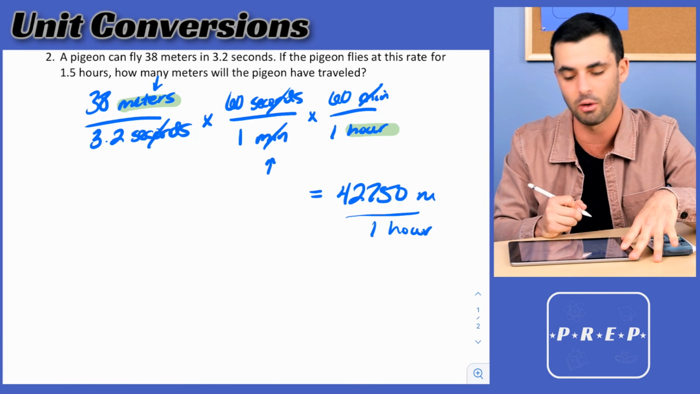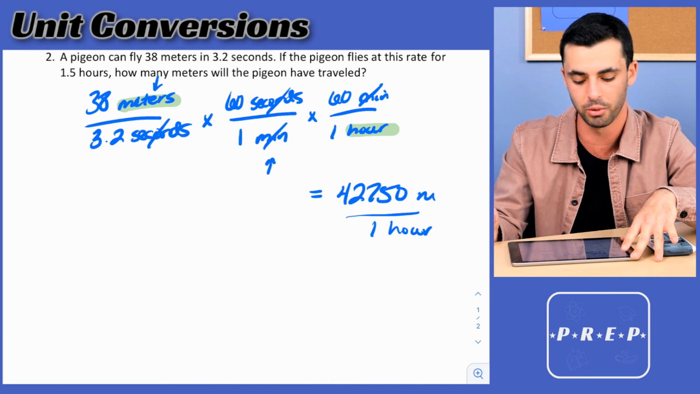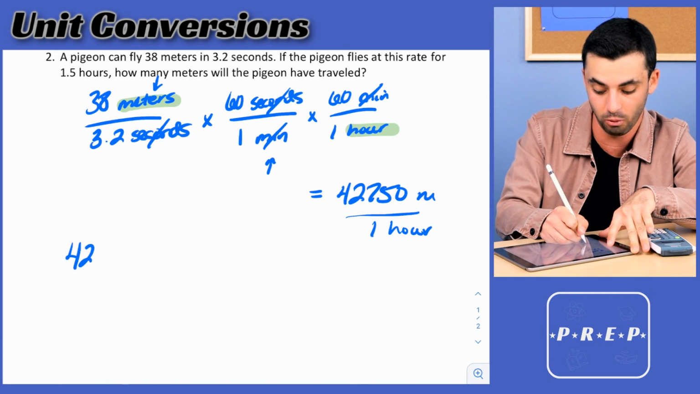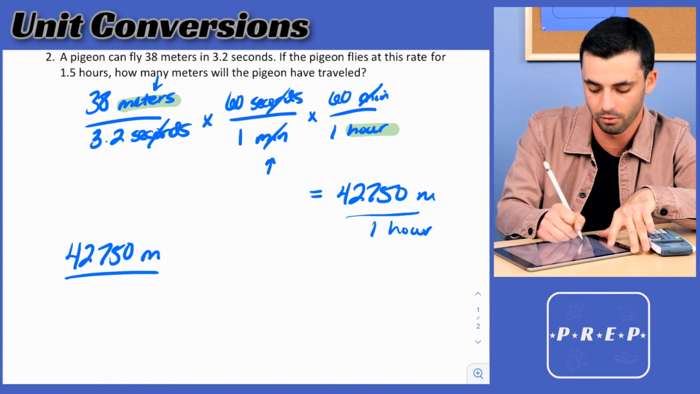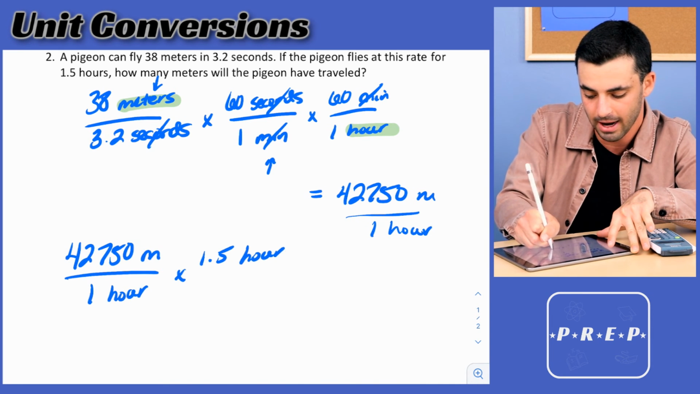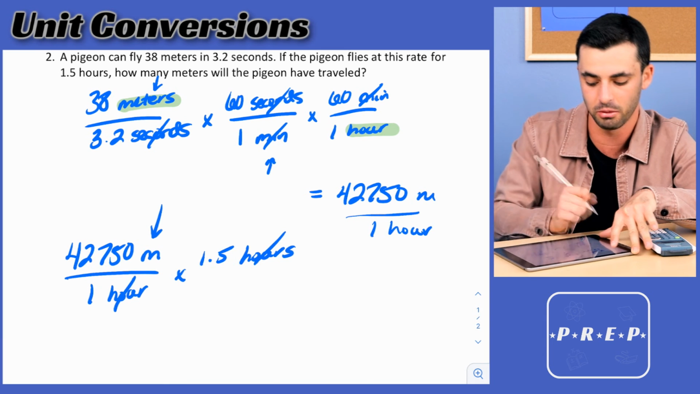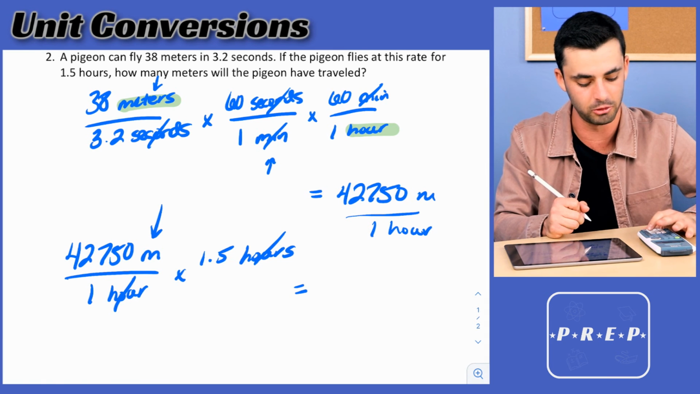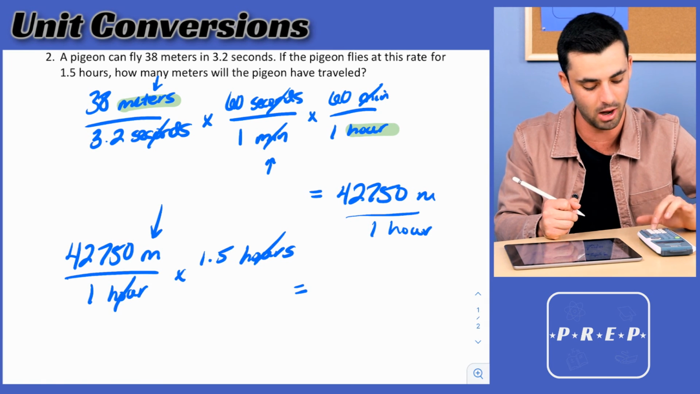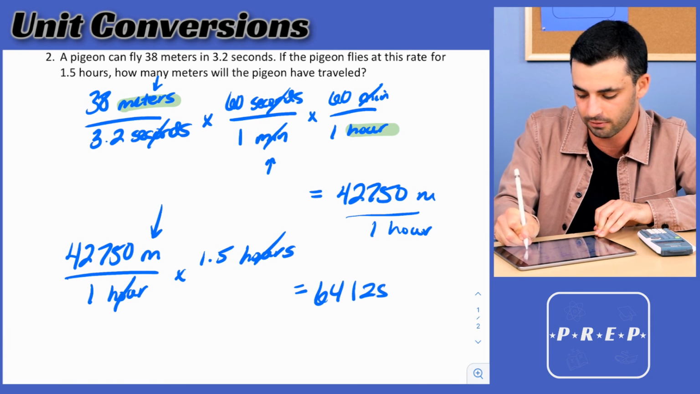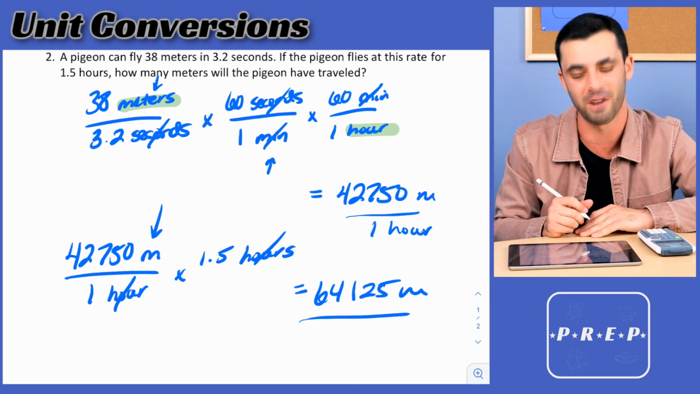All right, so now I know how far the pigeon travels in an hour, but we want to figure out how far it travels in 1.5 hours. So here, rewriting it, we have 42,750 meters over 1 hour. I'm going to multiply this by 1.5 hours. My hours are going to cancel, and I'm just going to be left with meters, and that's going to be how far the pigeon traveled in 1.5 hours. So all I'm doing is multiplying 42,750 times 1.5 to get the final answer of 64,125 meters. That is my final answer, and that wraps up this video on unit conversions.